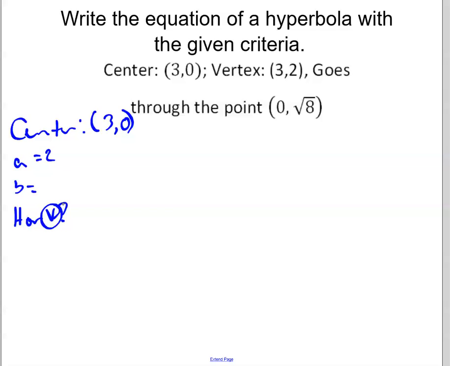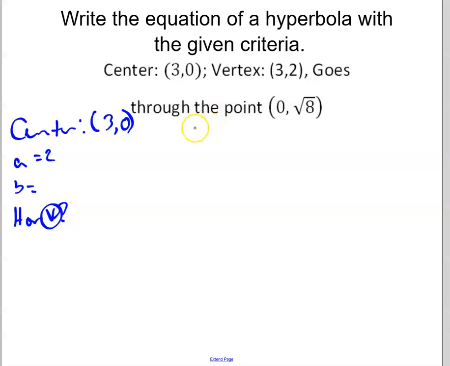We're not given enough information to find our c, because we're not told anything about our focal points. And we're not told anything about our b, but somehow we still have to figure that out. The other information we're given is that it goes through the point 0, square root of 8. So if we try and think about how that point that's actually on the graph can be helpful in any way, the only reason that point would be helpful is if we actually had an equation, which at the moment we don't because we don't have all the pieces. But what we can do is at least set up what we know.